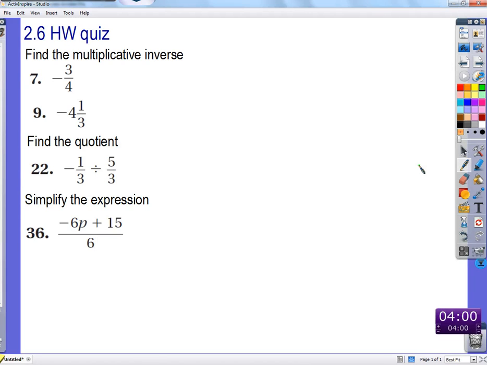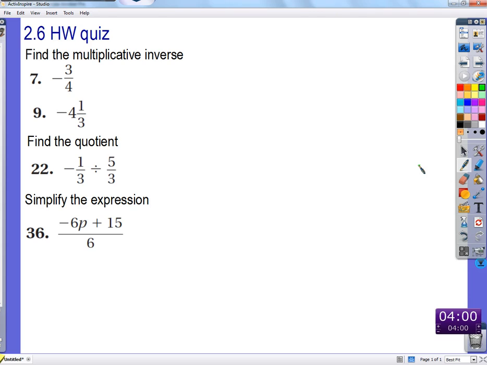You're going to find the multiplicative inverse of these two things, these 7 and 9. What does it mean that something is the multiplicative inverse? If one number is the multiplicative inverse of the other, how do we know? How do we know that negative 4 over 3 is the multiplicative inverse?